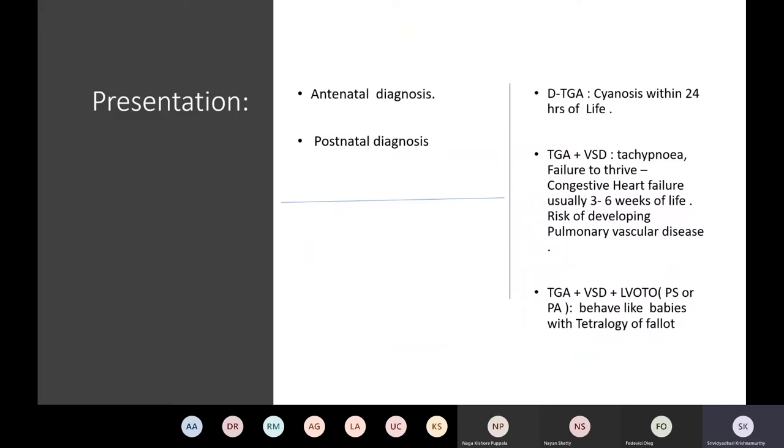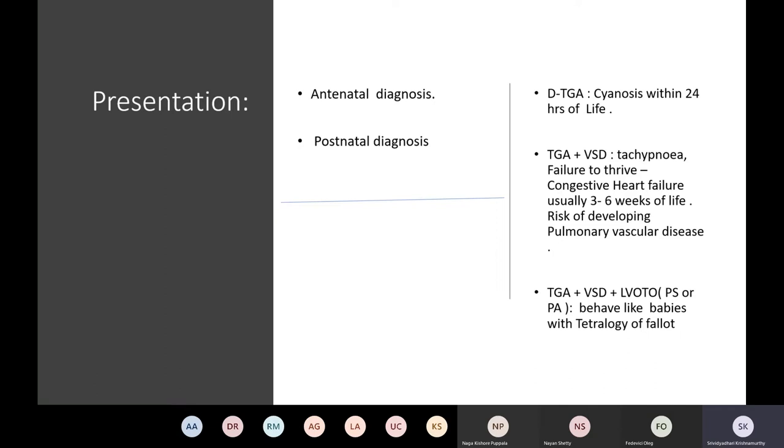So, how do these patients present? It could be an antenatal diagnosis. These days, apparently the pickup rate in prenatal diagnosis is still 50%, but it does make a huge difference as to how we manage these kids when they're born.